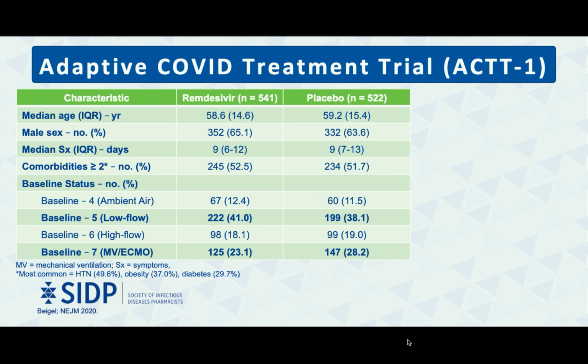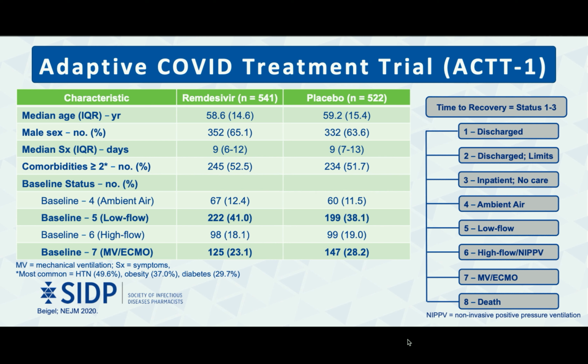For baseline clinical status, the most common baseline category was category 5, or patients requiring low flow oxygen supplementation at baseline. This made up about 50 or 40% of patients in both arms. This was followed by category 7, or patients requiring mechanical ventilation or ECMO, which comprised 23% of the patients in the remdesivir arm and slightly more in the placebo arm at 28%. Importantly, analyses were stratified for baseline clinical status to even out these slight differences between arms.